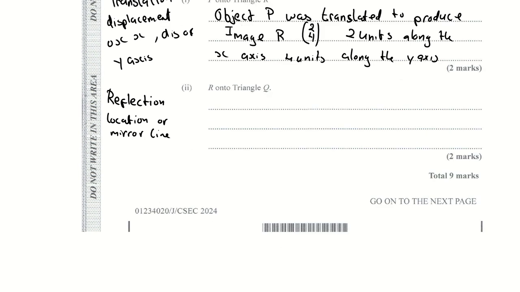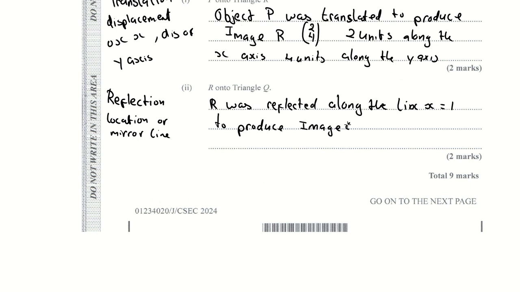So if I had to describe this, I would say that R was reflected along the line x is equal to 1 to produce image Q. Do we understand this?